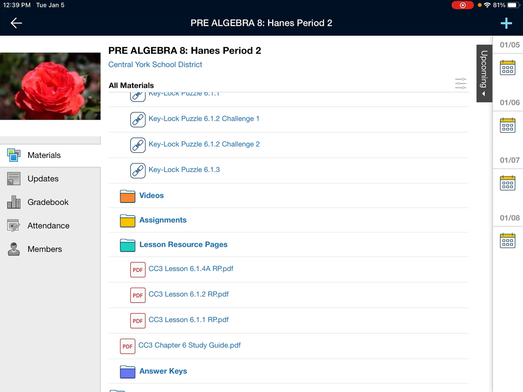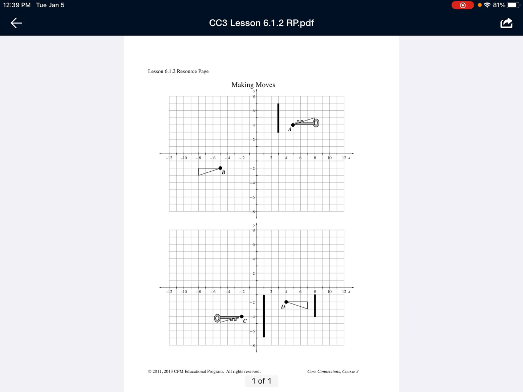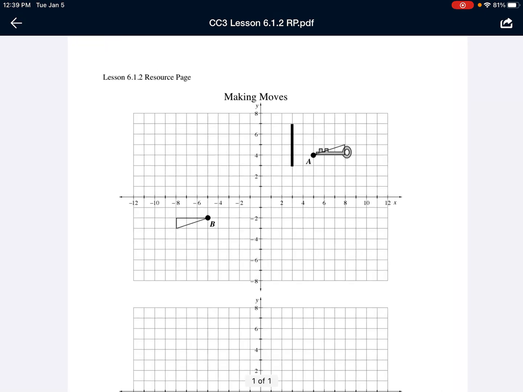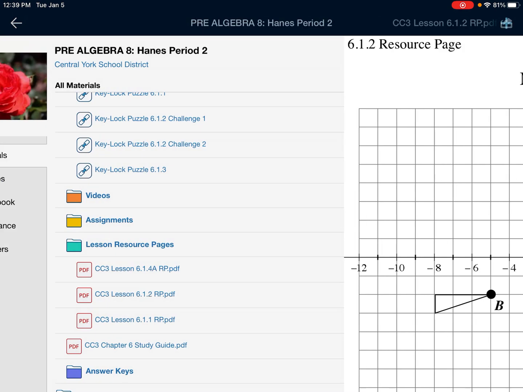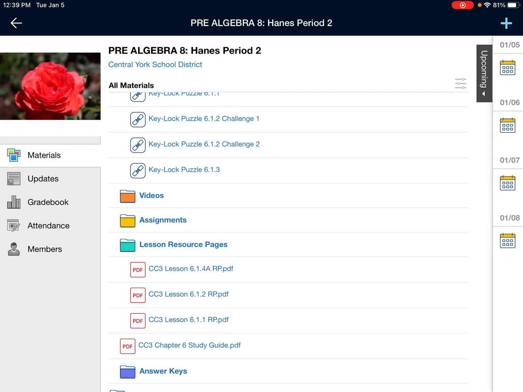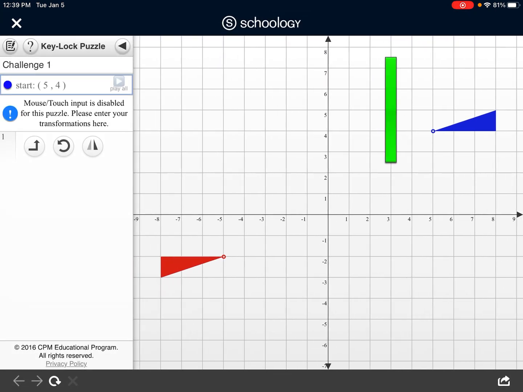All right, let's take a look at the resource page for today. It looks like this. It's called Making Moves. And if we zoom in here, we have a triangle over top of this key, and we need to get triangle A to triangle B. So we're actually going to use a tool to do that. And we're going to use this tool.